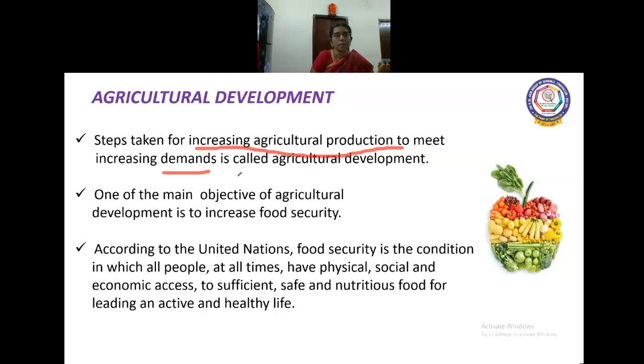Then what is the important objective of agricultural development? It is to increase food security. What is food security? The people should get safe and nutritious food at all times. It is called food security. So agricultural development should be in such a manner that all people, at all times, have economic, physical and social access to sufficient, safe and nutritious food, to lead a healthy life. This is called agricultural development.